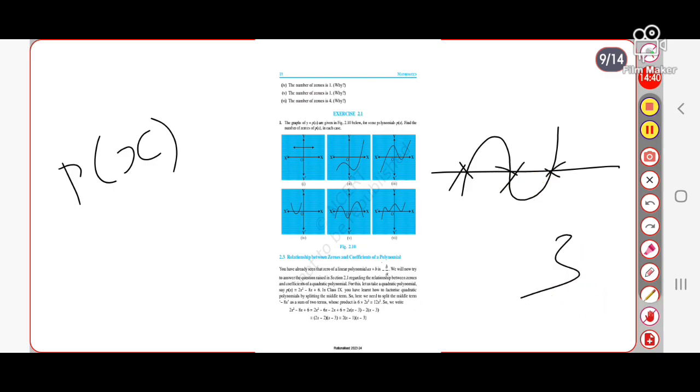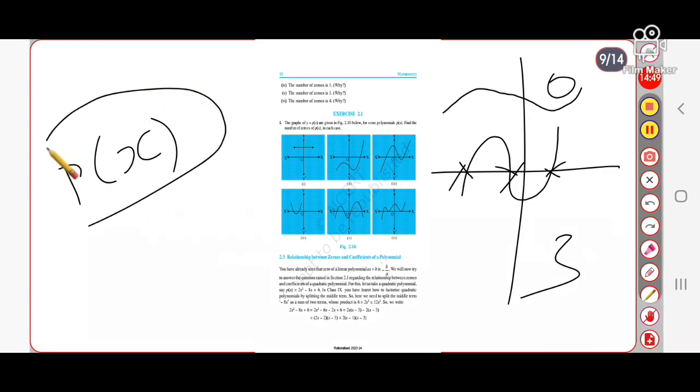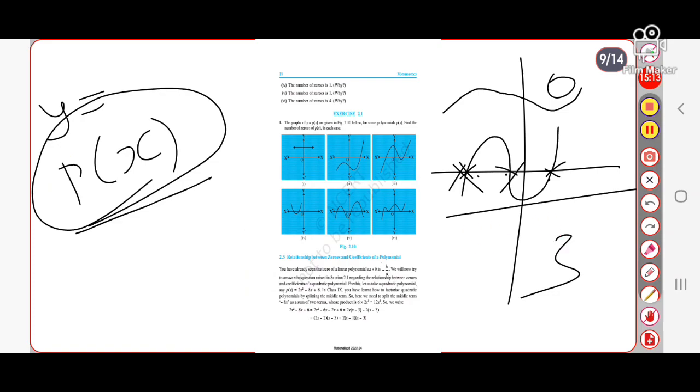If the curve is not touching the x-axis like this, then there will be 0 zeros, because they are asking for p of x. When they are asking like this, we have to consider y equal to p of x, which is specifically given in the first line of the question. Over here, we need to be careful to check the number of touching points on the x-axis in the given question, and that will be the zeros of p of x, right?